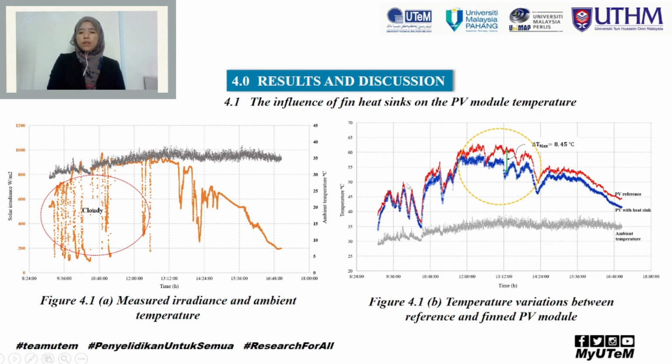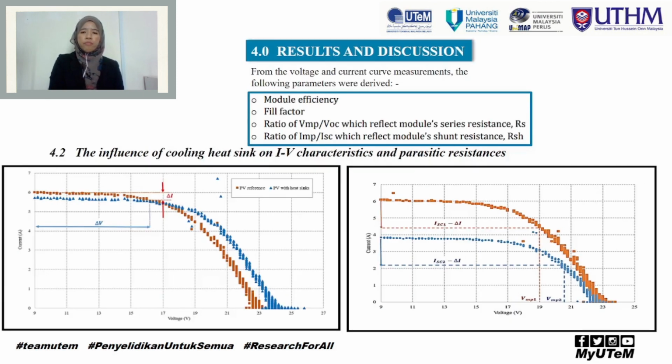So the impact on the PV module with and without heat sinks is presented in figure 4.1b, which shows the temperature variations between the reference and fin PV modules. From this figure, it shows that fin heat sinks demonstrate a significant impact on the module temperature reduction, especially at solar irradiance greater than 600 watt per meter squared.